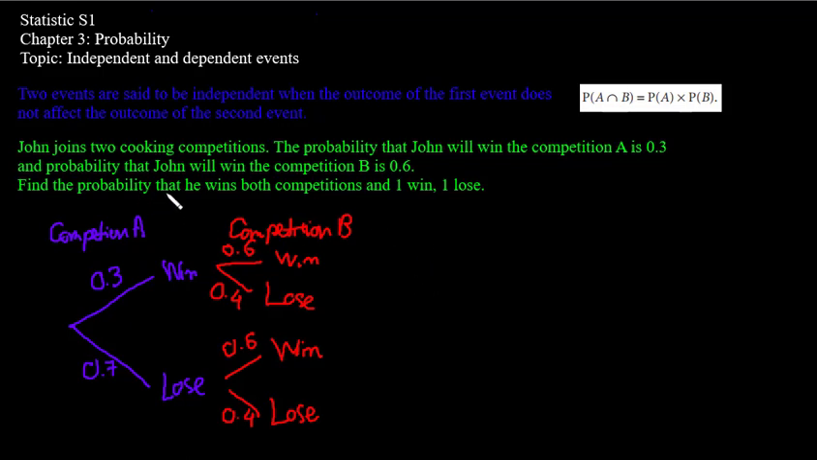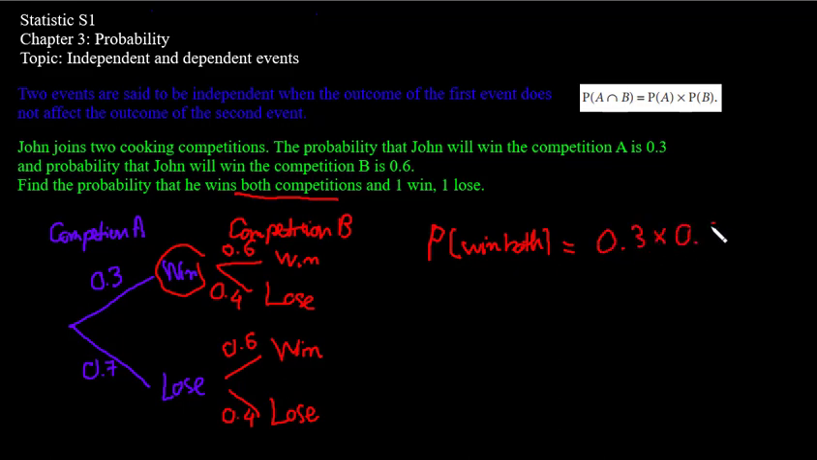Now they ask us for the probability that he wins both competitions. You see here, he wins the first competition A, which will be in here, and wins the second competition B in here. So P of win both equals 0.3 multiplied by 0.6 equals 0.18.